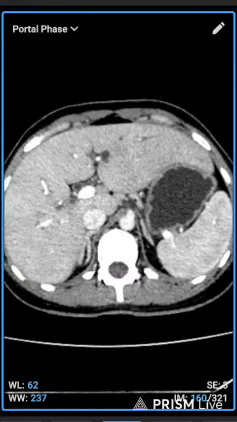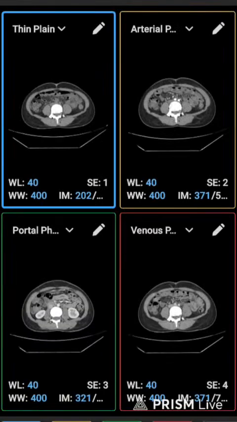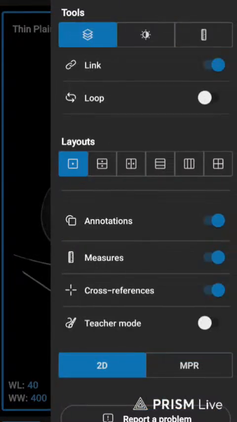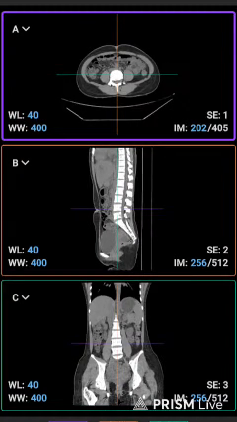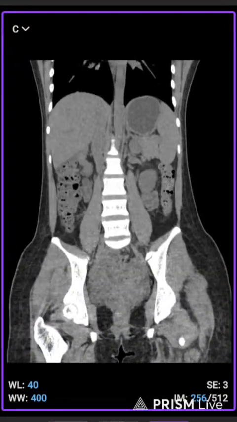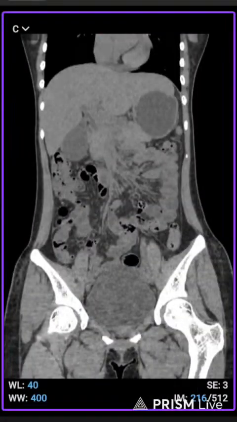Now I will briefly show you how to do the scan. Before the scan, you have to see the patient's creatinine report, because in a liver study we give contrast to the patient, so the creatinine level has to be normal. First of all, we need to know the creatinine level is normal.